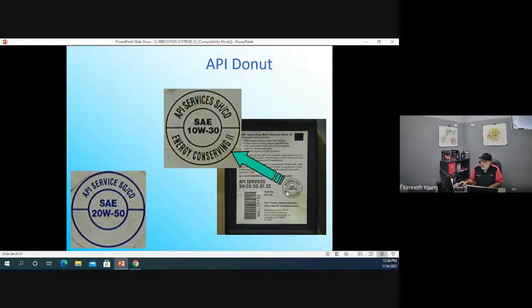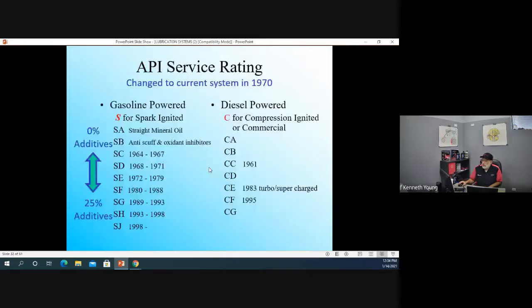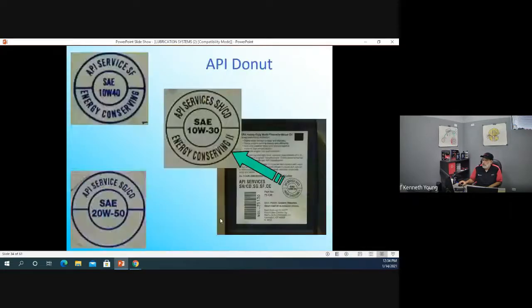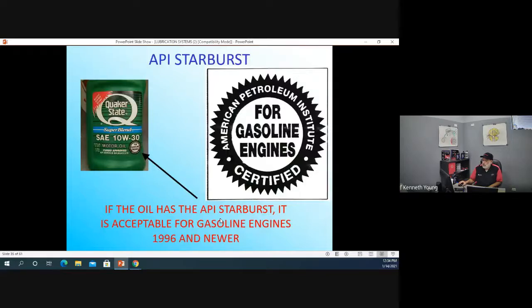So all oils, look for the API donut, and you could tell this oil is no good for what we want to do because it has the letters SH, which means spark. Spark means spark plug, spark ignition. And this means CD, which has to do with compression diesel. This oil being an SH is probably not what we're going to use in any of our cars. SH was good back in 93 to 98. So we've got no business using an SH quality oil in today's cars. Makes sense, don't it? Look for the donut.